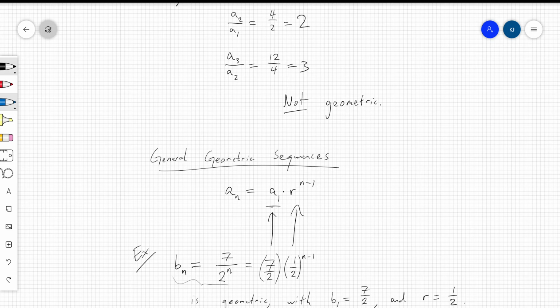So the first term in this sequence would be 7/2. If you just plug in n equals 1 here, you would get 7/2. And then after that, to get the next term in the sequence, you're always just multiplying by 1/2.